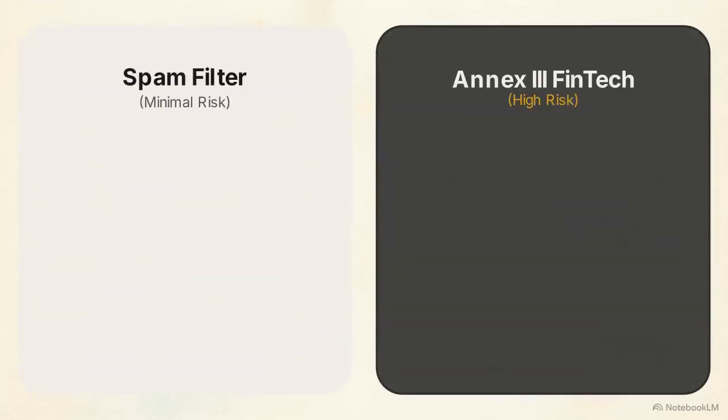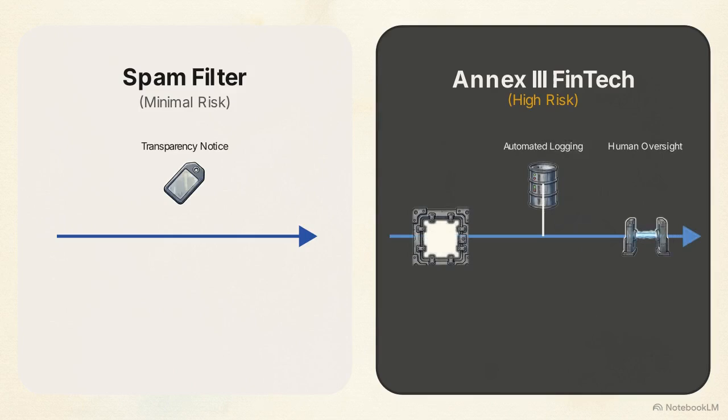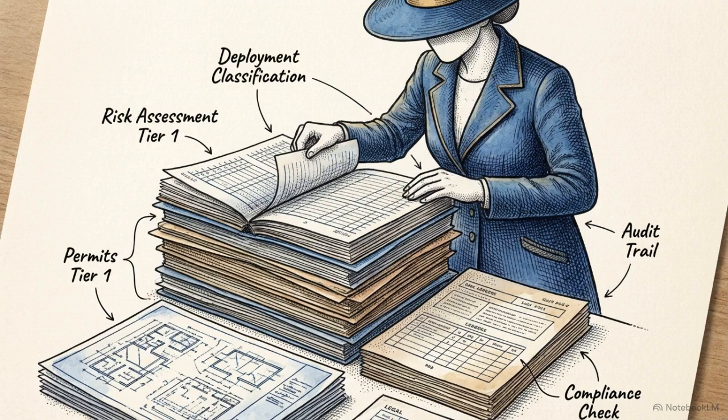These represent the two engineering realities created by the Act. On the left, a minimal-risk spam filter. On the right, a high-risk credit model. The minimal-risk pipeline maintains high deployment speeds by avoiding the friction of conformity assessments and continuous auditing. The high-risk pipeline operates under heavy technical constraints. Every output must be logged, every decision must be auditable, and every final action must be validated by a human operator. Accurate classification is the most critical phase for any AI deployment.